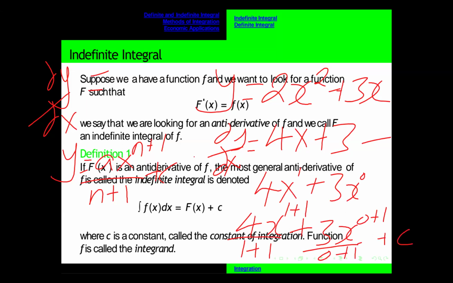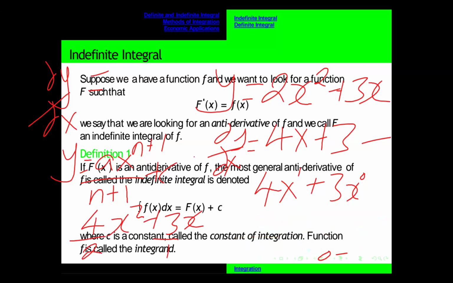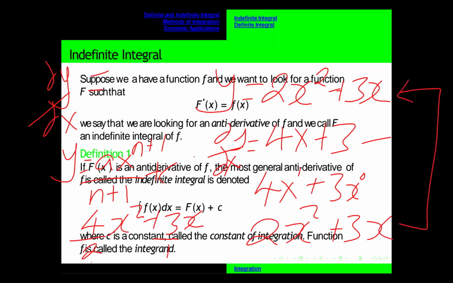When we summarize this, you will have 4x squared plus 3x, because 0 plus 1 is just 1, all over 2 here. Then what you're going to do is divide 2 into 4. That gives you 2x squared plus 3x, which is exactly the original function. You've seen that, right?